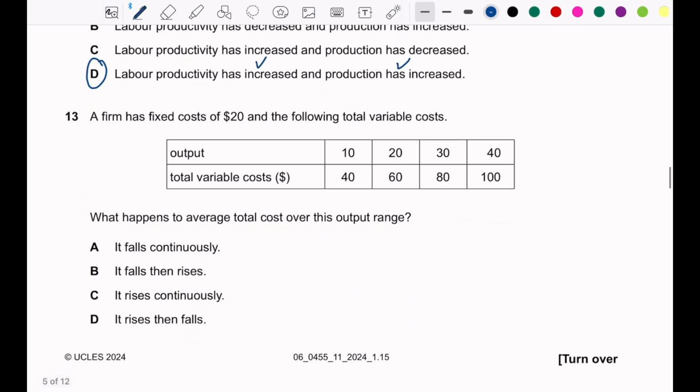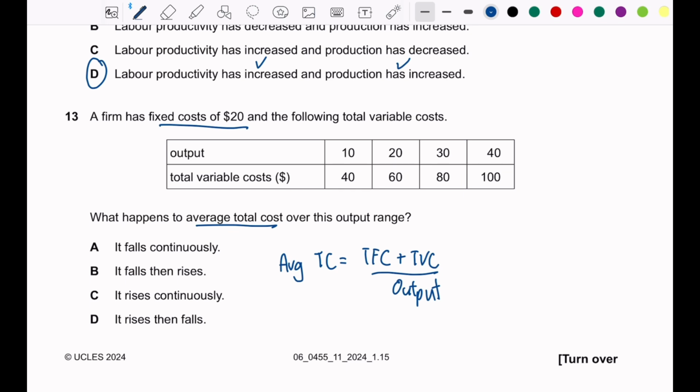13. A firm has a fixed cost of $20 and the following total variable costs. What happens to the average total cost over this output range? So we need to know the formula of average total cost, which is total fixed cost plus total variable cost, divided by output.